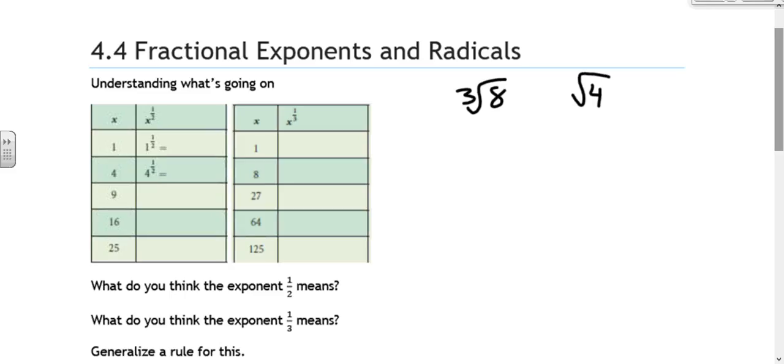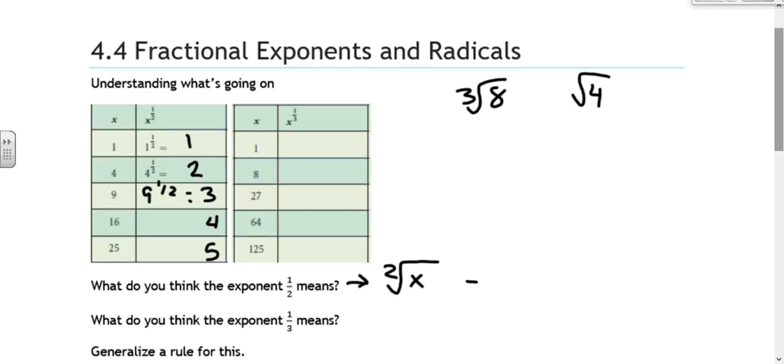Now, if we look here, we have some stuff happening. We have 1 to the power of 1/2. If I was to plug this into my calculator, I would see that this equals 1. If I went 4 to the 1/2, I would see that equals 2. 9 to the 1/2 equals 3, and so on. So the exponent 1/2 is really the same thing as saying the square root of something.